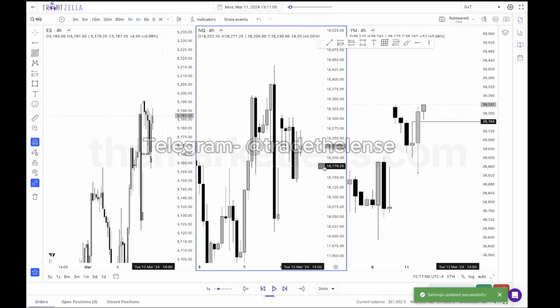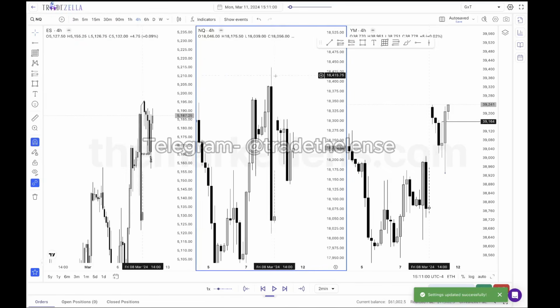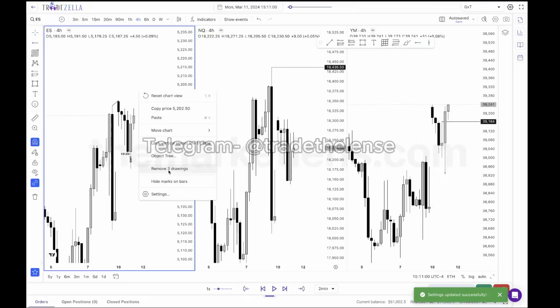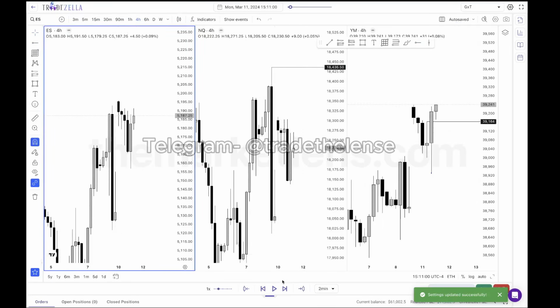So with this close here, though, I'm thinking that NQ can actually catch up, right? So NQ can definitely catch up to this high, especially if this asset does not reverse here. So we're going to have to see overnight.